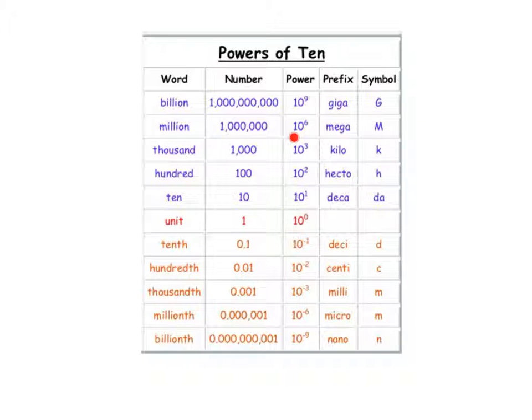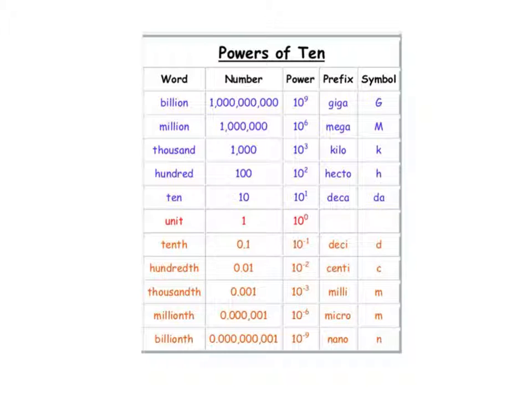Million is 10 to the 6. Notice that you have 6 zeros. A billion, you have 9 zeros here. 1,000 is 10 to the 3 with 3 zeros. 100 is 10 to the 2 with 2 zeros. 10 is 10 to the 1st with 1 zero. And notice that the number 1 is 10 to the 0. Remember, I always told you that anything to the 0 power is 1.